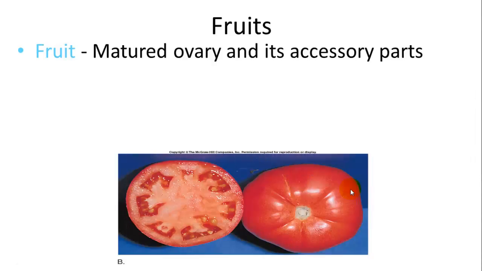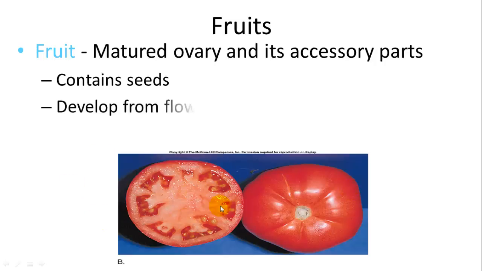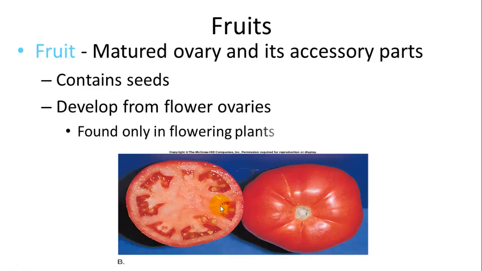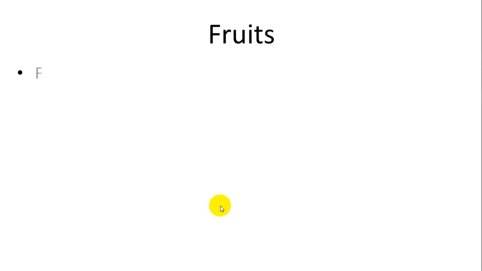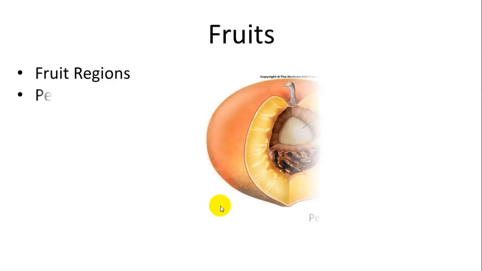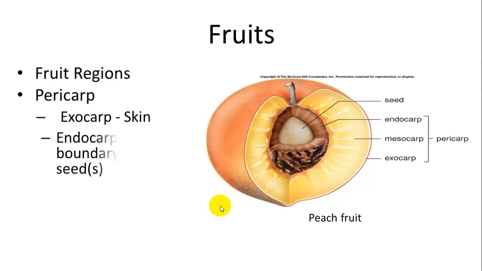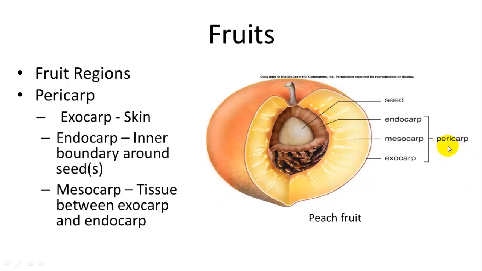Fruits then are matured ovary and its accessory parts, and it contains seeds. So here is a tomato, which you may have thought was a vegetable, but is actually a fruit. And it develops from flower ovaries only found in our flowering plants. So parts of the fruit, you have the pericarp, which is the fleshy part, and it has 3 parts within it. So here's the pericarp, endocarp on the inside, mesocarp in the middle, and exocarp on the outside.